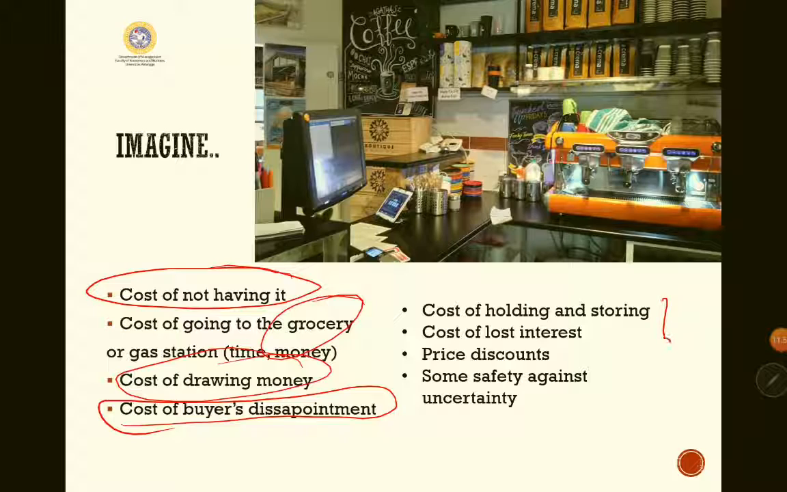Other issues are the cost of holding and storing inventory, cost of lost interest, price discounts, and safety against uncertainty that might occur if you can manage your inventory well. So all of them are the economic and opportunity costs that might occur if you can't manage your inventory properly.